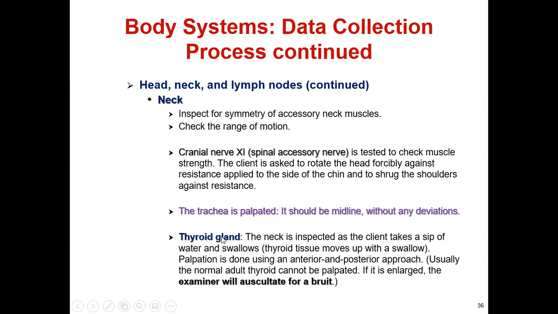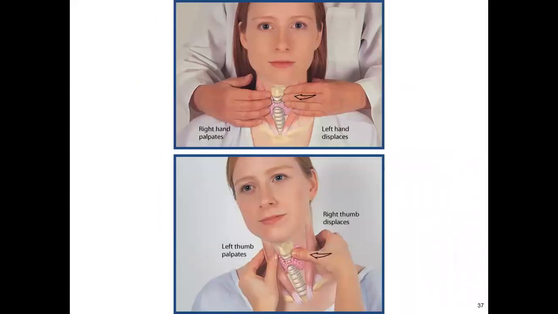Then we go for the thyroid gland. The neck is inspected as the client takes a sip of water or swallows. Palpation is done using an anterior and posterior view. Usually the normal adult thyroid cannot be palpated, and if it is enlarged, the examiner will auscultate for a bruit.